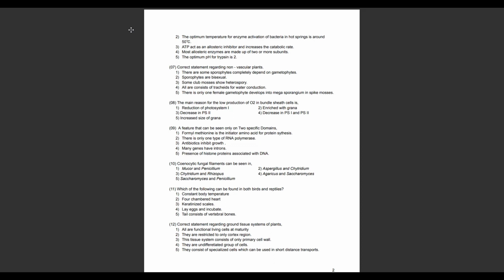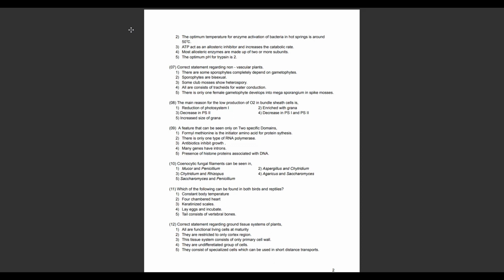Question number 9. A feature that can be seen only in two specific domains. How many domains are there? What are the 3 domains? There are 3 domains. What are those 3 domains? Domain bacteria, archaea, and eukarya.